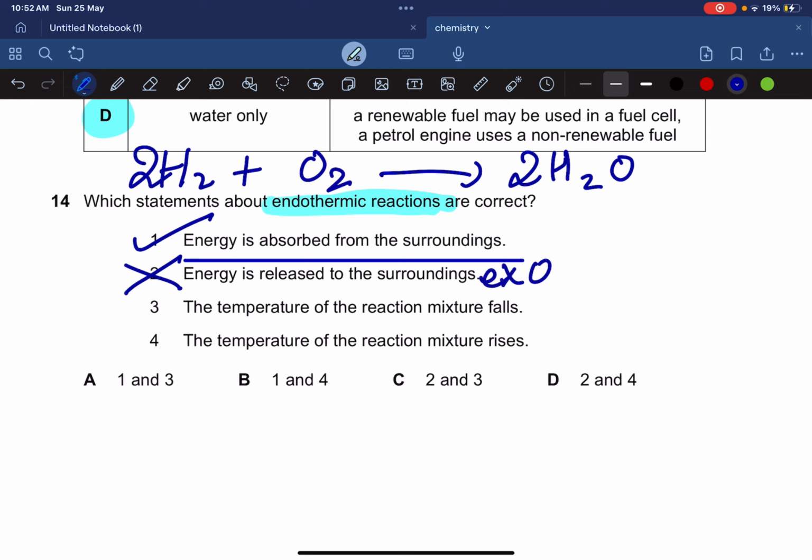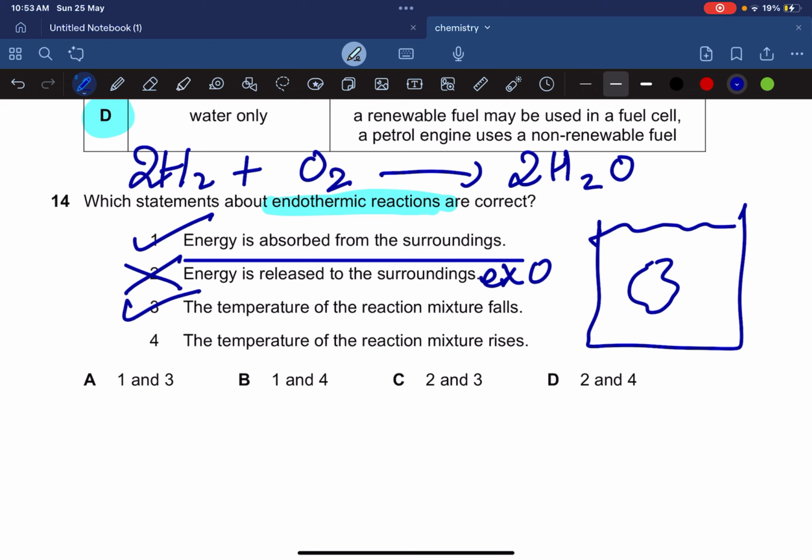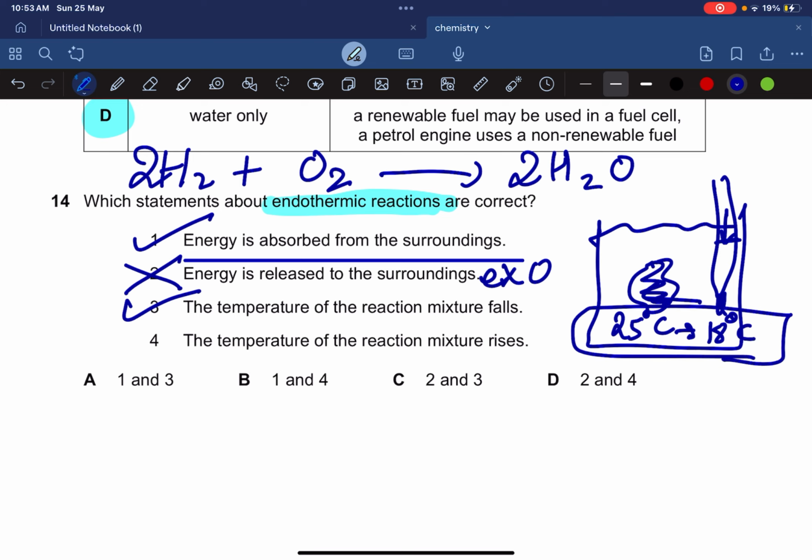The temperature of the reaction mixture falls. That's correct, because from the reaction mixture you are basically absorbing the energy. For example, this is your salt which you have dissolved, and the reaction is endothermic. This is your thermometer. The temperature on your thermometer is going to decrease because energy is absorbed into the salt. For example, initially if it was 25 degrees Celsius, it's going to turn to 18 degrees Celsius. The temperature of the reaction mixture falls because energy is getting into this thing. So the temperature of this water is going to decrease.